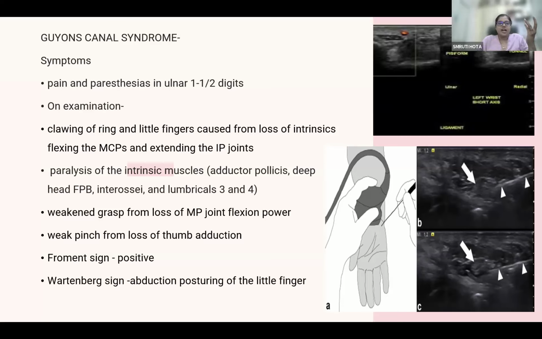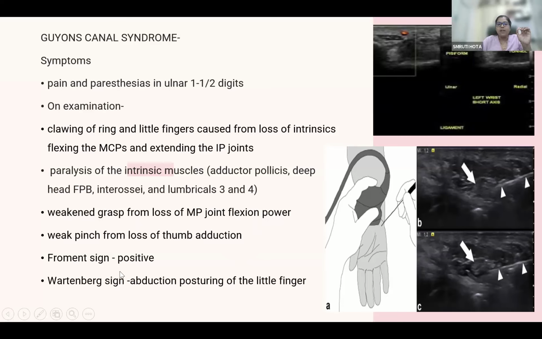Here there is clawing of the ring and little fingers, that is called the ulnar claw hand, common in Guyon's canal syndrome. It is due to loss of intrinsic function flexing the metacarpophalangeal and extending the interphalangeal joint. So there is paralysis of the intrinsic muscles of the hand, that is the abductor pollicis, deep head of the flexor pollicis brevis, interossei, and lumbricals 3 and 4, which are supplied by the ulnar nerve. And there is a weakened grasp from the loss of metacarpophalangeal joint flexion power. And there is a weak pinch from loss of thumb abduction.